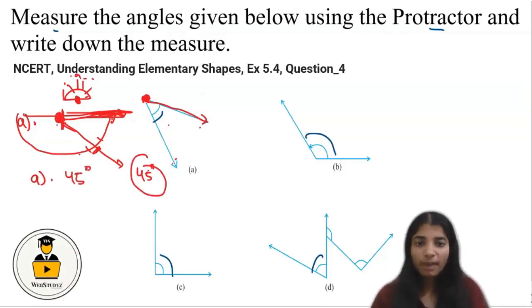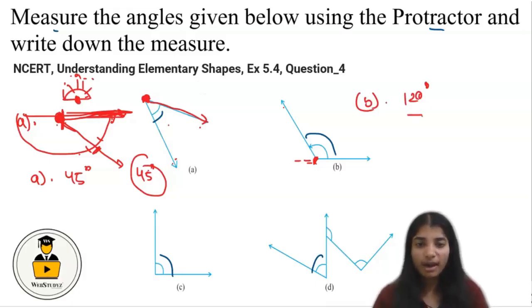Now let's move to part B. Again we have to measure this using the protractor. Again, taking the center of the protractor here, we are going to find the angle using the scale given on the protractor. When we measure this angle with the help of the protractor, we get the value of the angle as 180 degrees. So this is the answer to part B of the question.